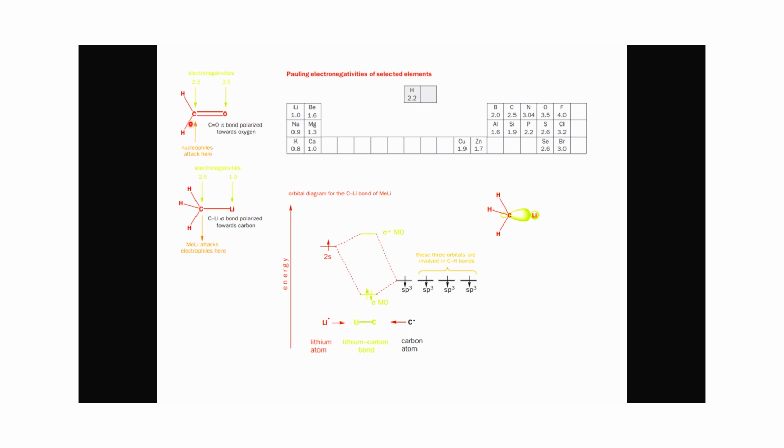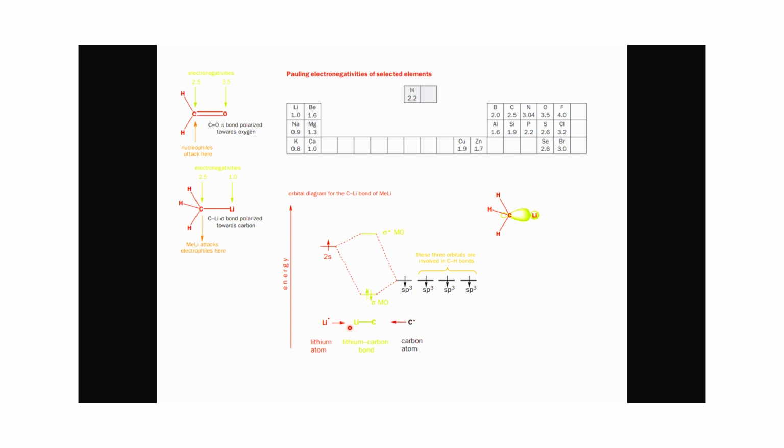That's only we should know. Now, consider the orbital diagram of the Li-C, lithium carbon bond. Here we can see that this is the lithium atom, and this is the carbon atom.